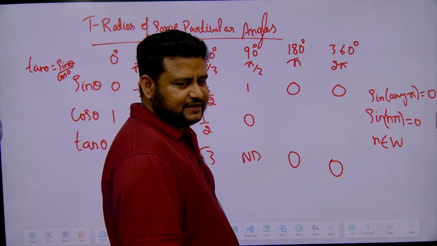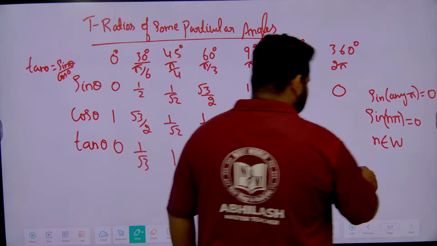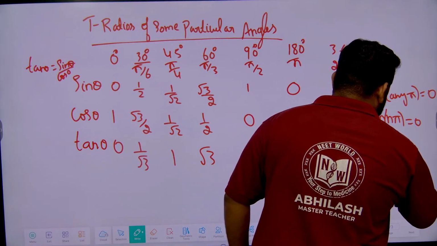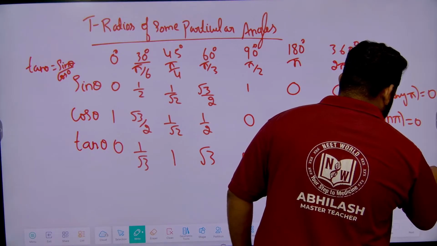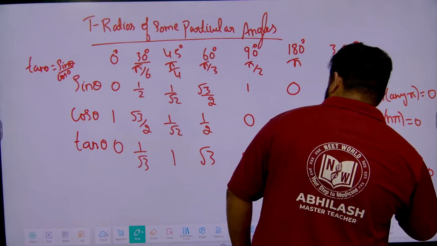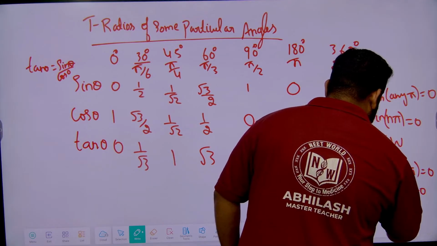Okay, tan 720, that is also 0. Like this you will keep on getting. So the answer will be what? Tan of n pi is equal to 0, where n belongs to natural number, or also you can write it as whole number.